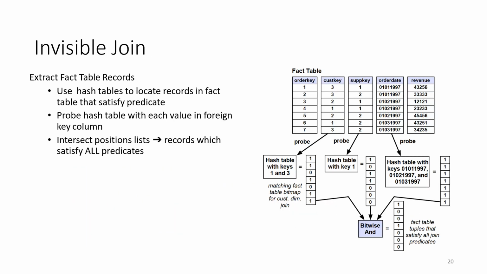Here is an invisible join. Use hash tables to locate records in the fact table that satisfy the predicate. Probe the hash table with each value in the foreign key column. Intersect the position lists to find records which satisfy all predicates. Fact table: order key, cust key, supp key, order date and revenue. We'll use the bitwise AND to get fact table tuples that satisfy all join predicates.